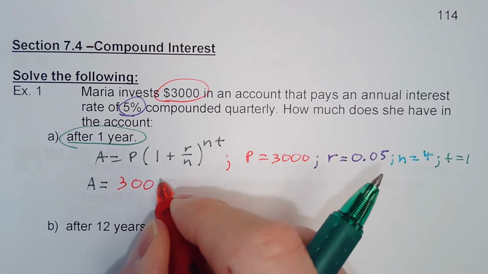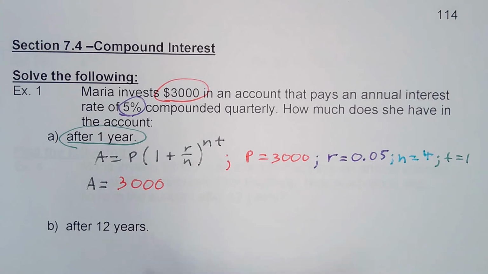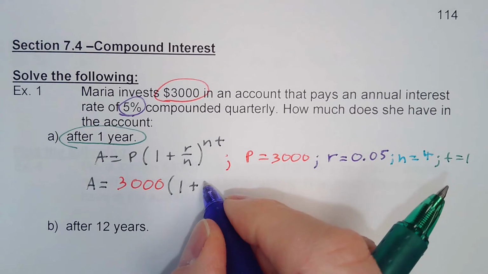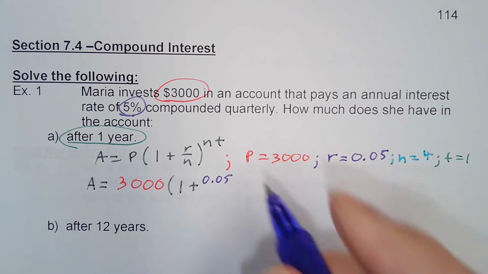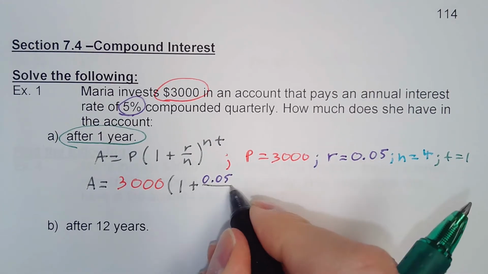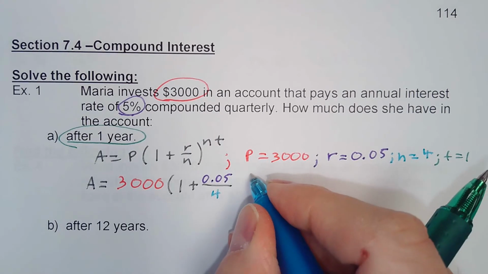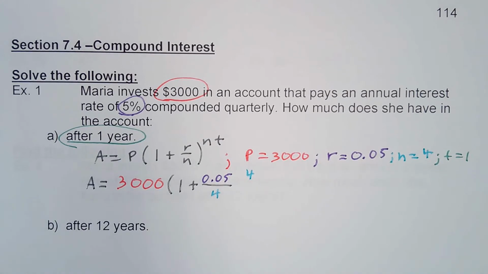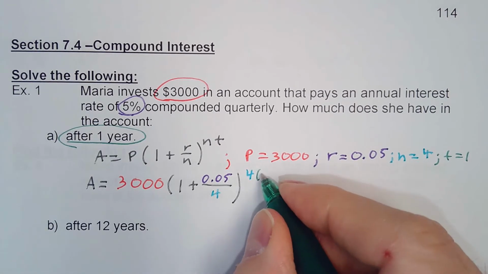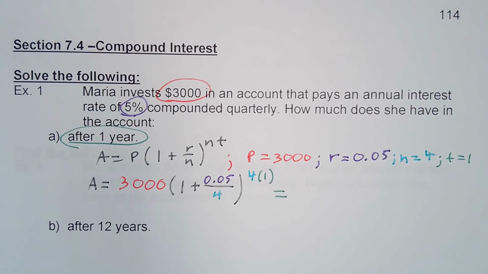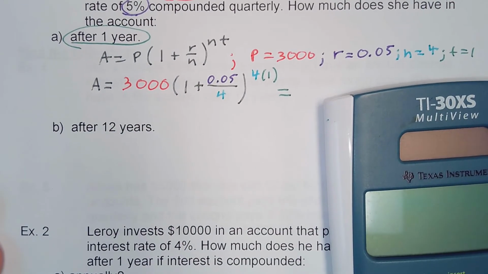So that'd be 3,000 times 1 plus 0.05 over 4, raised to n, which is 4, and in this case, t is 1. So now we're just going to put this bugger in our calculator.